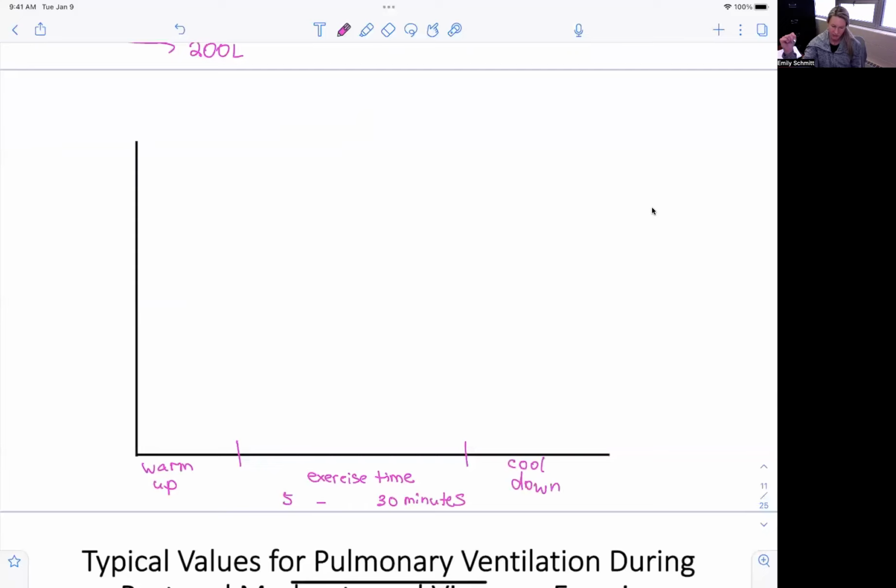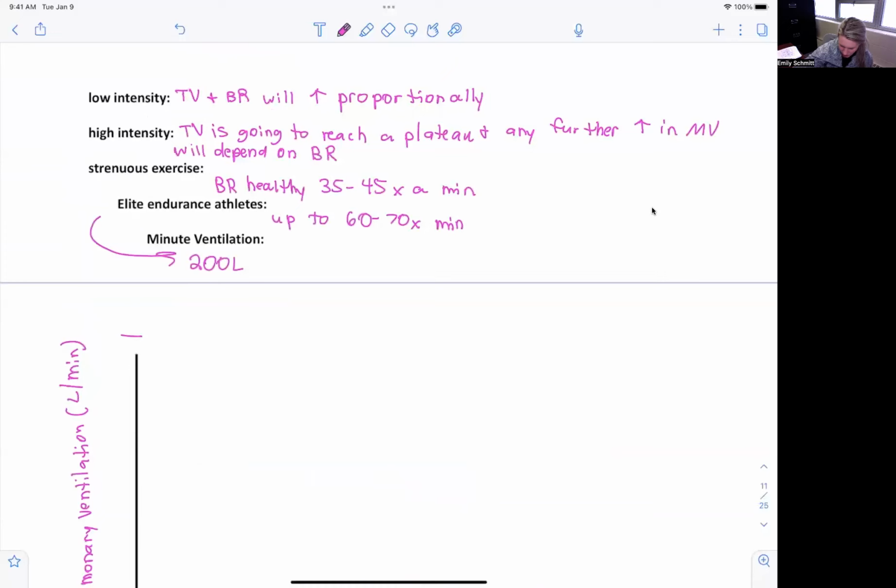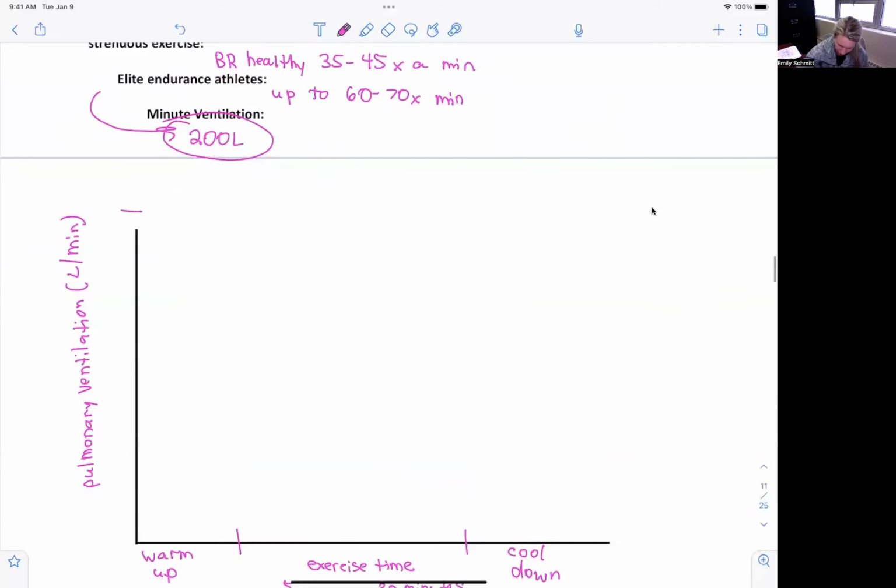So our x-axis is going to be exercise time, and then our y-axis is going to be pulmonary ventilation in liters per minute. So we just said that for our elite endurance athletes, we can get up to 200 liters. So we'll put 200 liters here, but I'm going to put about 140 right here. 120, not to scale, but we're going to kind of do our best.